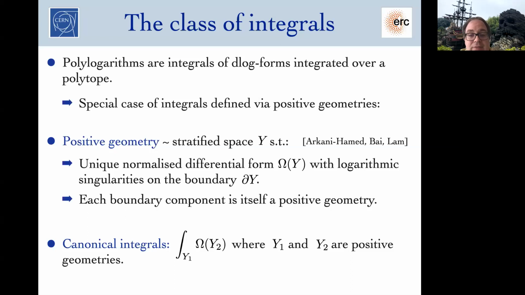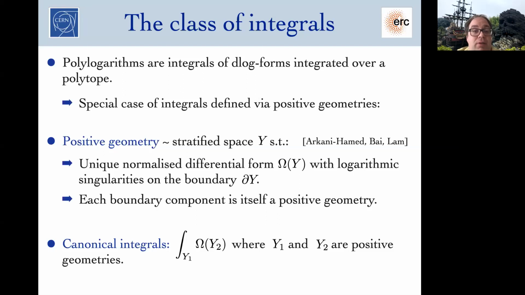And so in the same paper where positive geometries were introduced, it was also discussed that you could consider canonical integrals, they called them, which basically take two positive geometries, take the differential form of one and integrate it against the other. And let's forget about all possible issues of convergence. Those will be the kind of integrals that we want to consider, because those are probably the most natural generalizations that you can think of for polylogs, right?